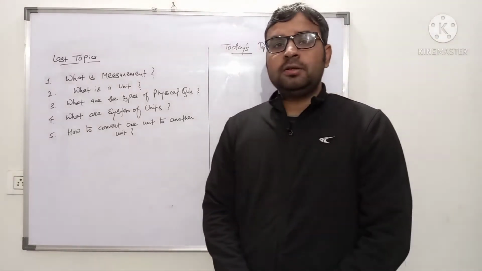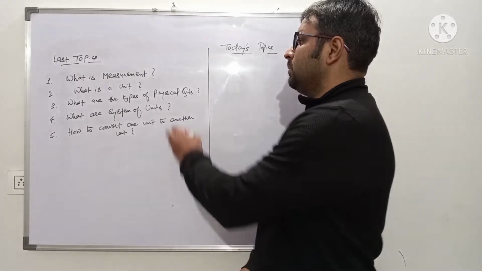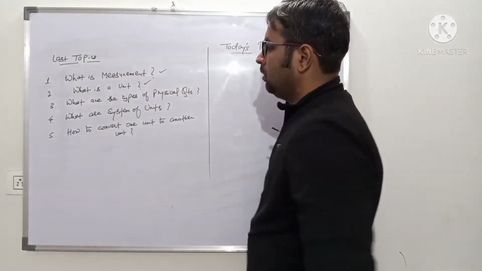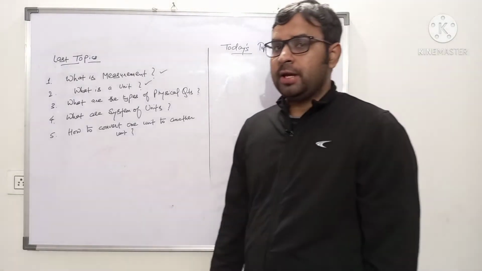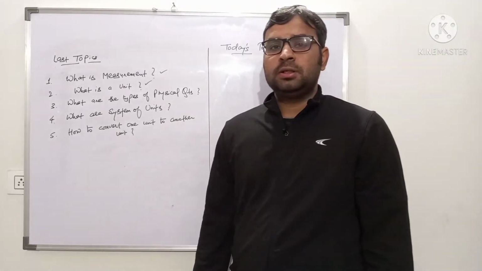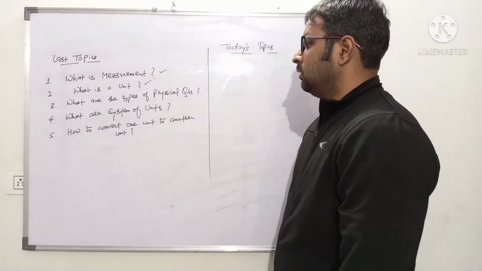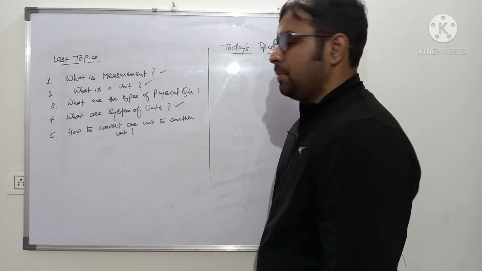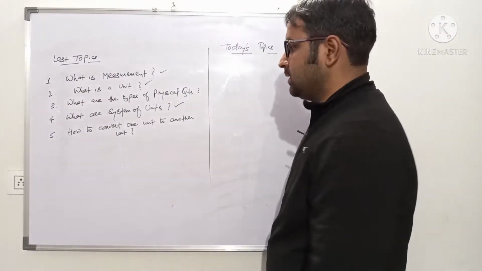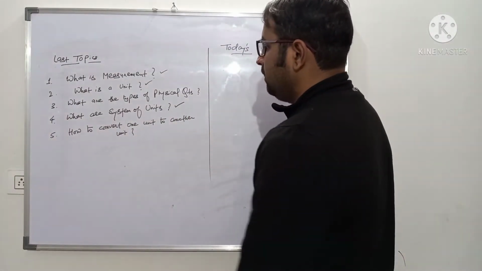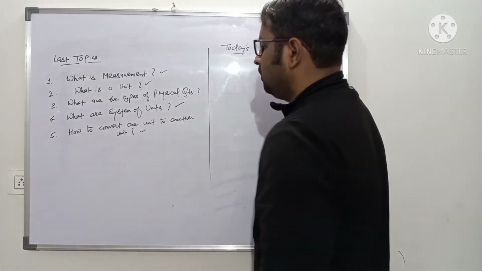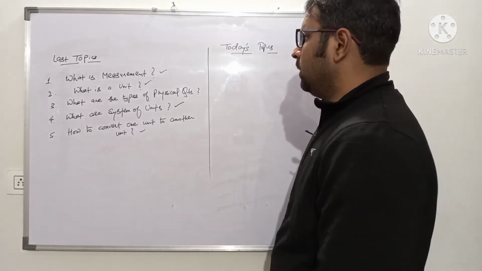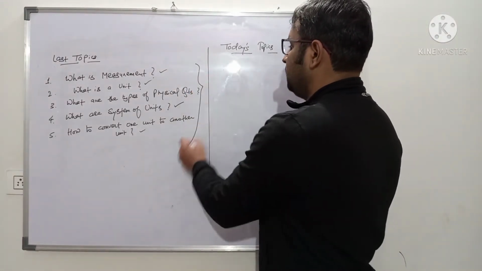In the last lecture, we learned about what is a measurement, what is a unit, what are the types of physical quantities we have. We learned about fundamental quantities and derived quantities. What are the system of units? We learned about CGS system, MKS system, FPS system, and SI system of units. Then we did one example as to how to convert one unit to another unit. So we learned about all these basic topics in the previous lecture.